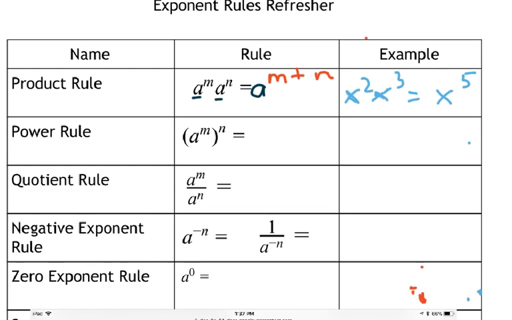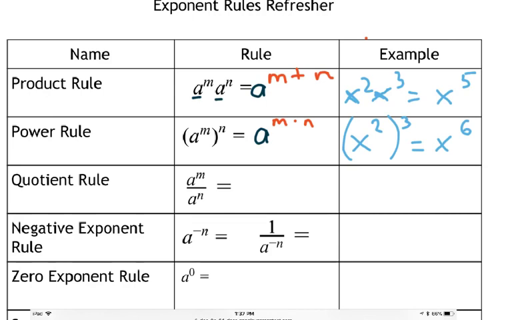Next rule is our power rule, where we keep the same base and multiply the exponents. A good example would be x squared to the power of 3. Therefore I keep the base, and 2 times 3 gives 6.